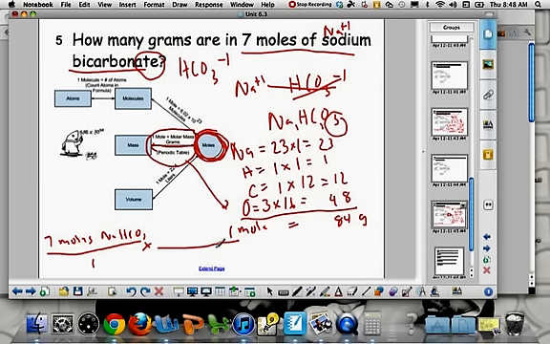I got moles up on the top. They got to go down on the bottom. Every time, all the time. Take the units from the previous step, put them down on the bottom. NaHCO3. And hey, I got this kind of right in the way, but it works out for me. I got 1 mole of this is equal to 84 grams. So 1 mole is equal to 84 grams. Let's see if I can slide this up here.